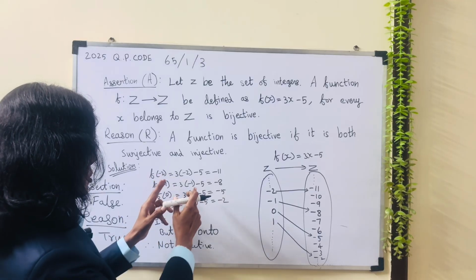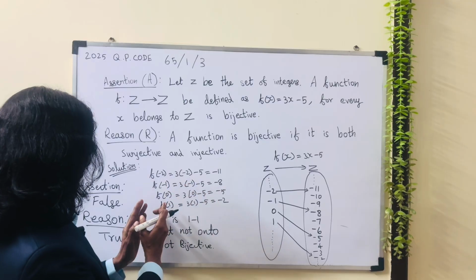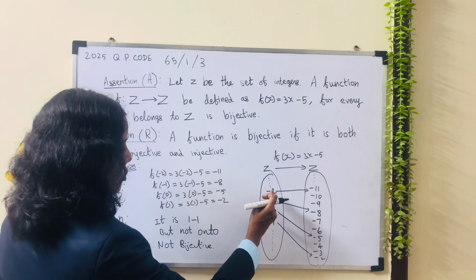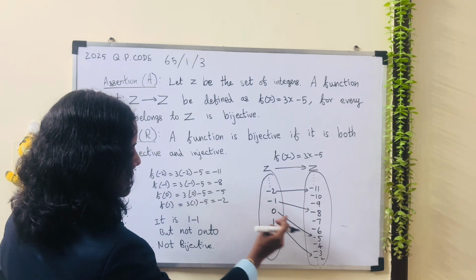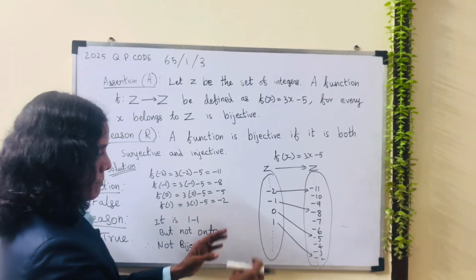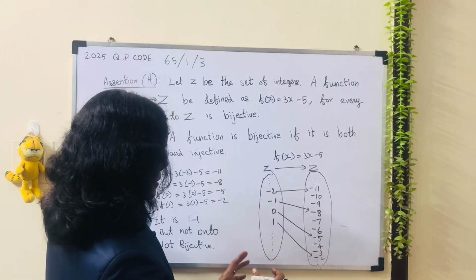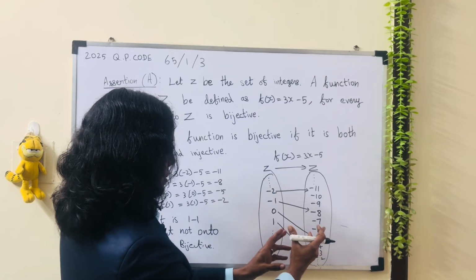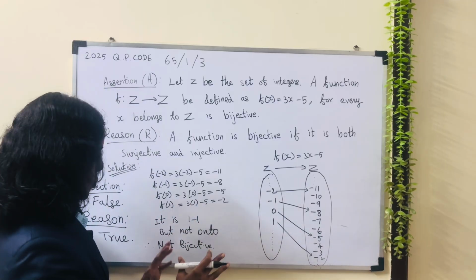F of minus 2 is what you are getting? Minus 11. And f of minus 1 is minus 8. F of 0 is minus 5. F of 1 is minus 2. So, minus 2 to minus 11, minus 1 to minus 8, 0 to minus 5, 1 to minus 2. You can map like this. That means each element in the domain has a unique image. That means it is 1 to 1.